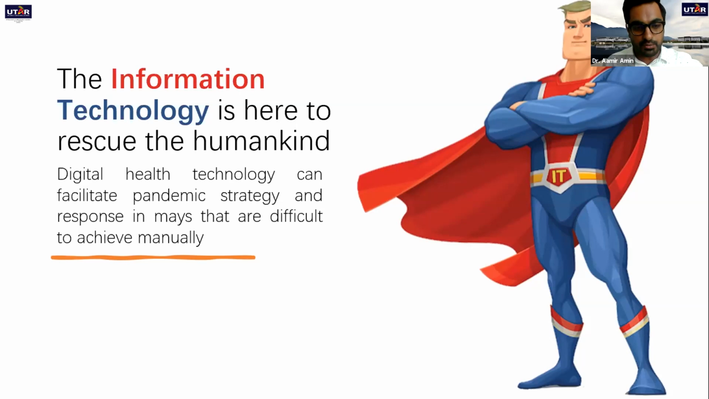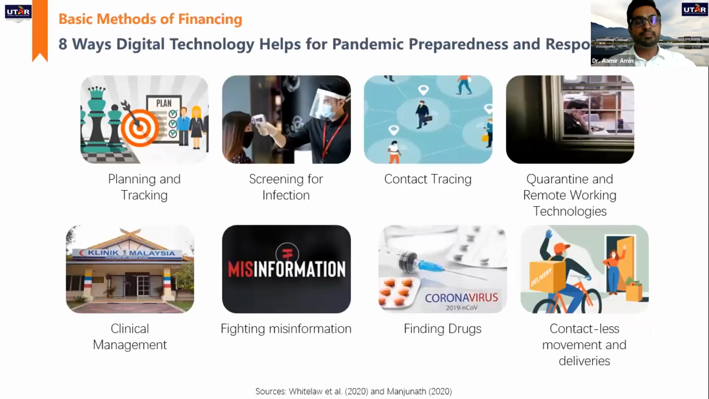So this is the topic of the day today, and we will be talking about 8 different ways in which digital technology has helped pandemic preparedness and response. Now, these 8 different areas are planning and tracking of the pandemic, the screening for the infections, the contact tracing, quarantine and remote working technologies, clinical management, fighting misinformation about the pandemic, finding the drugs, and contactless movement and deliveries.